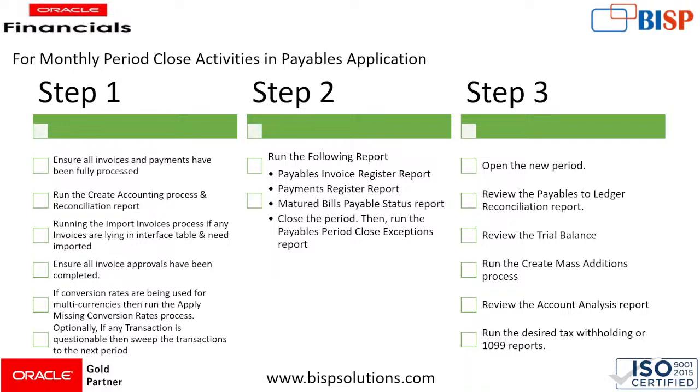Then close the period, and run the payables period close exceptions report. This checks for anything that fails in the accounting process. Open the new period.